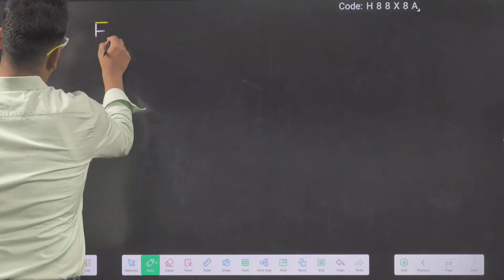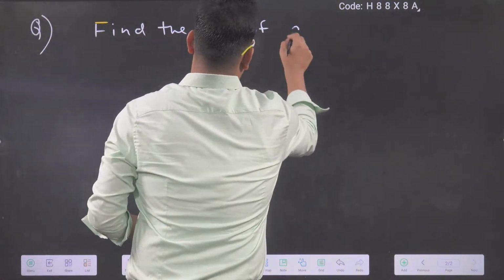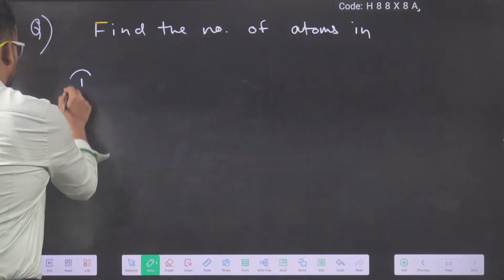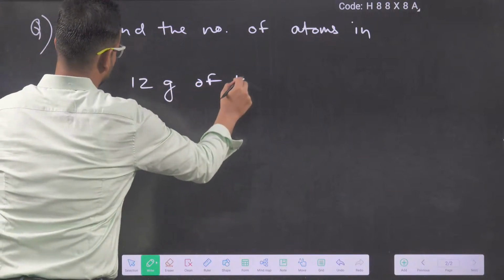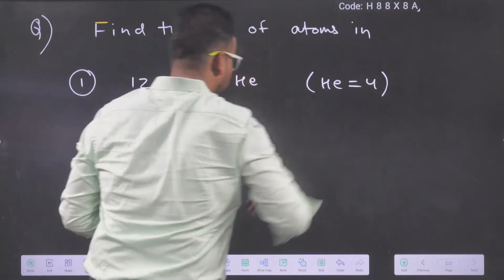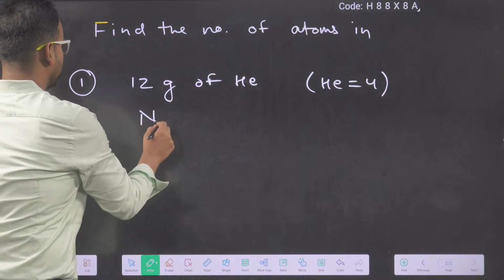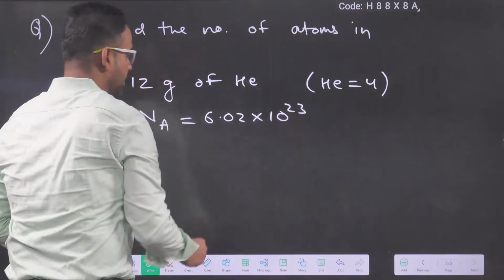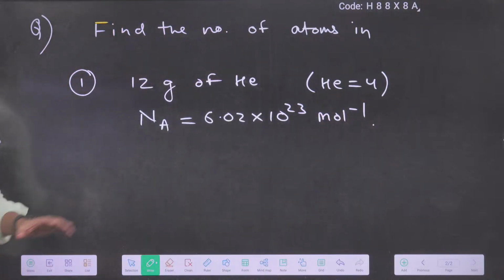The question is: find the number of atoms in the first part, 12 gram of helium. Helium, relative atomic mass is 4. And Na value you can take as 6.02 into 10 to the power 23 per mole. So this is the first question.